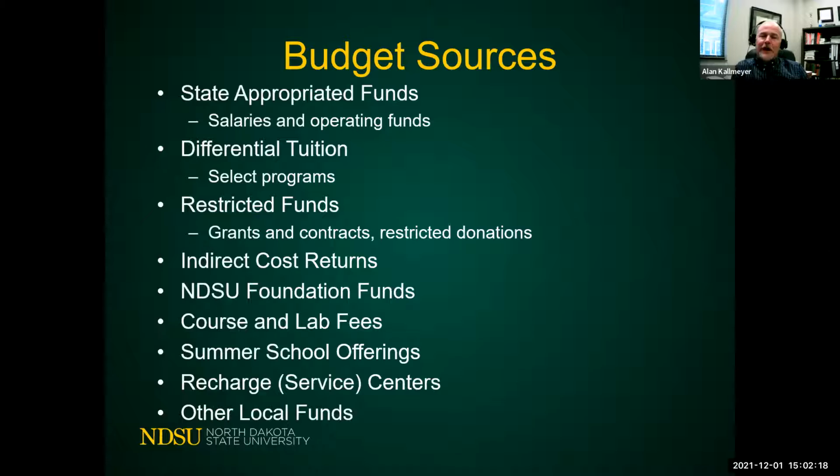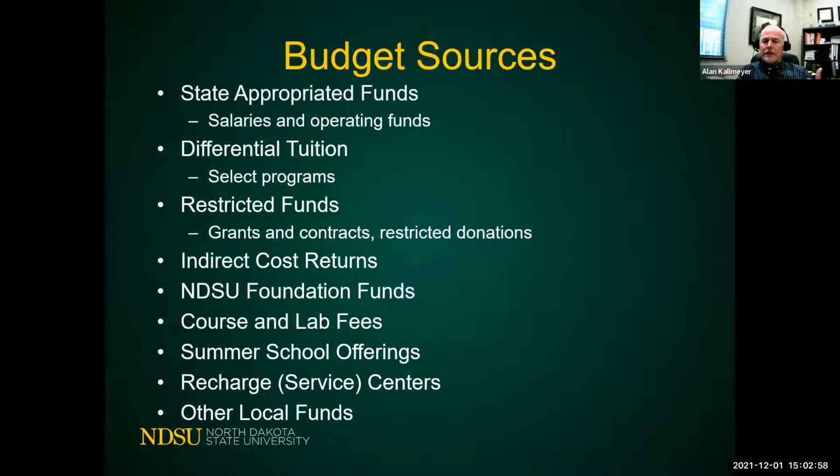First of all, there's a lot of different types of funds that are available, and I'm going to go through some of these as we go through the slides, and talk about what they mean, where the money comes from, and how those funds can be used. So we of course have state appropriated funds. Some of the programs have differential tuition, which can be a big source of revenue for those programs. There's the restricted funds. Those would be like your grants and contracts, any kind of research funding, as well as any restricted donations that come in to departments. So those have specific uses tied to them.